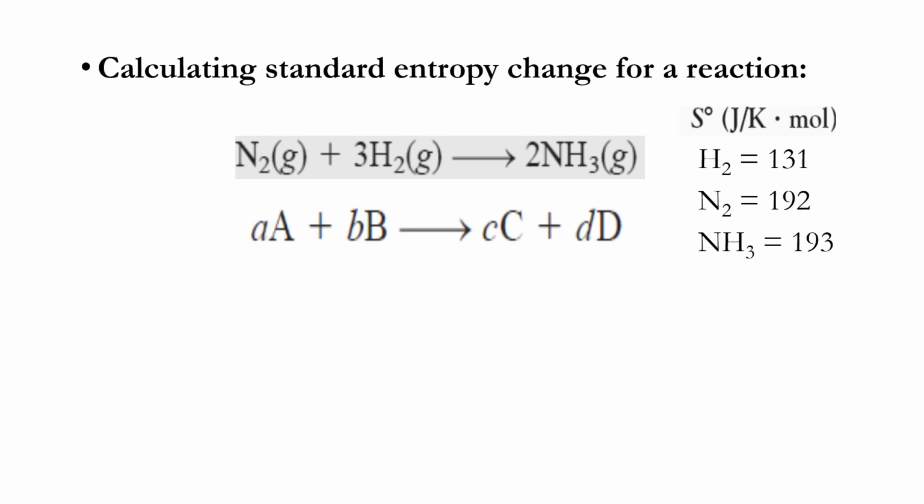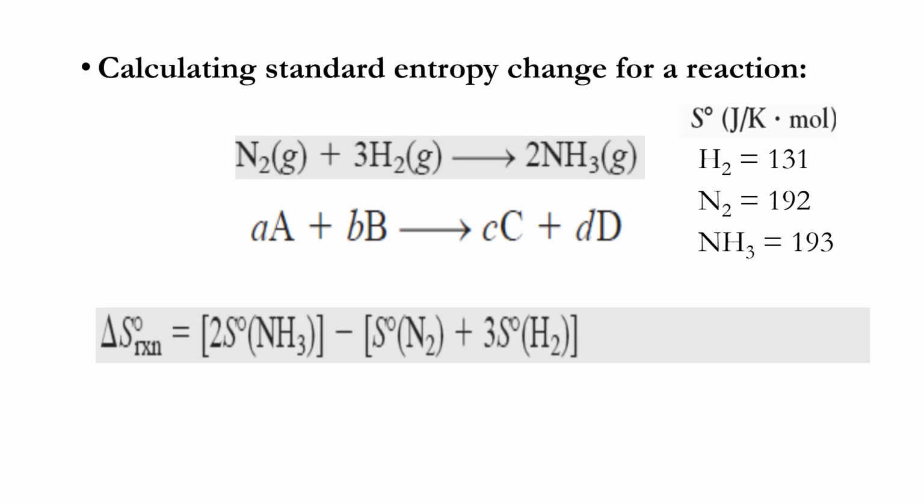So using the hypothetical equation A plus B equals C plus D with their coefficients, we write the change in standard entropy for this reaction as: open and close brackets, 2 times the standard entropy of the product, which is ammonia, minus the sum of the standard entropies of the 2 reactants, nitrogen and hydrogen, multiplied by their coefficients.